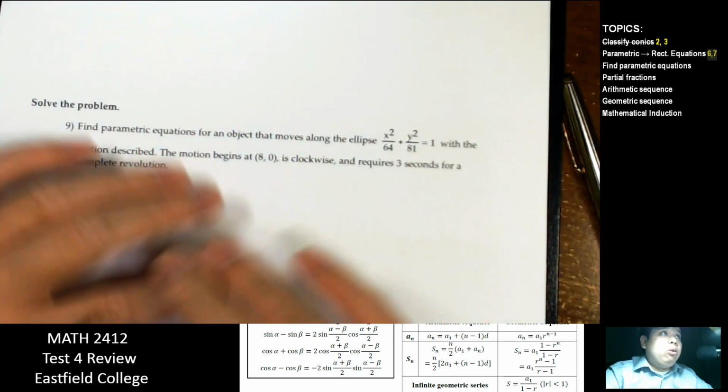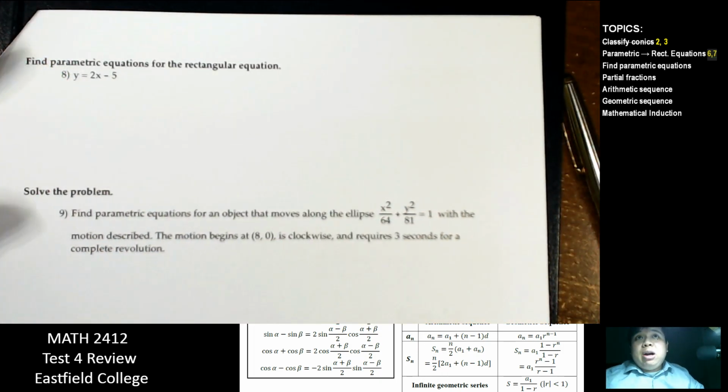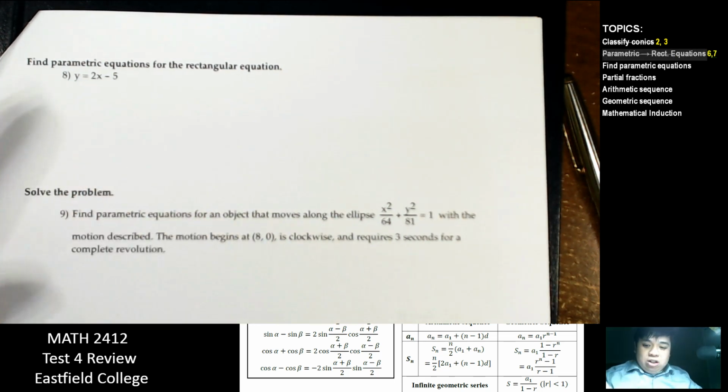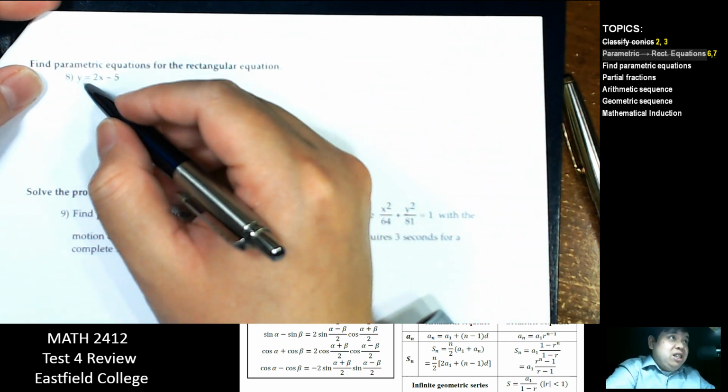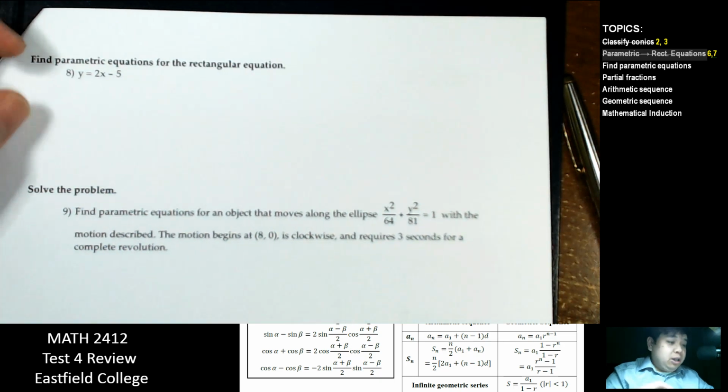Now we have the other way around. When we have the parametric equation, and now we have the equation like this, and then we turn to parametric equation. So for that one is easy. For this one, not so much.